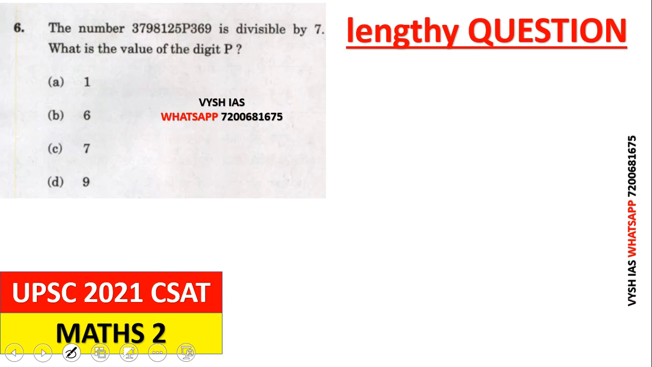Second question, this is what I told. A big number is given, and here one digit they have not given, they have given P, and the number is divisible by 7. What is the value of the digit P?